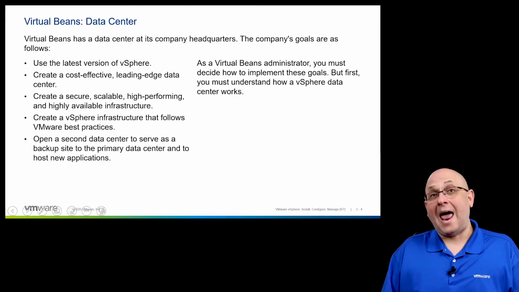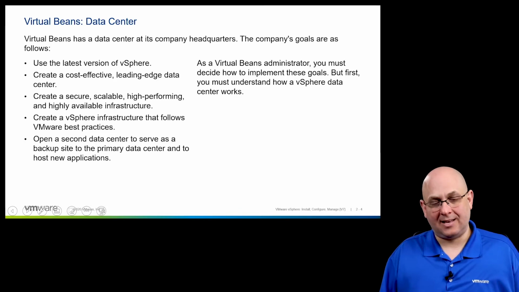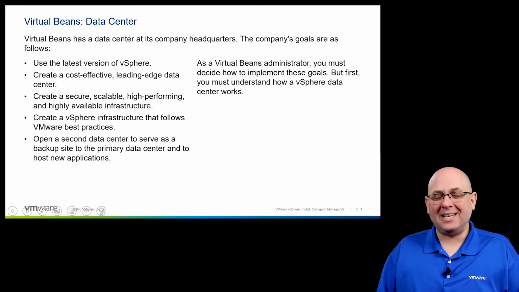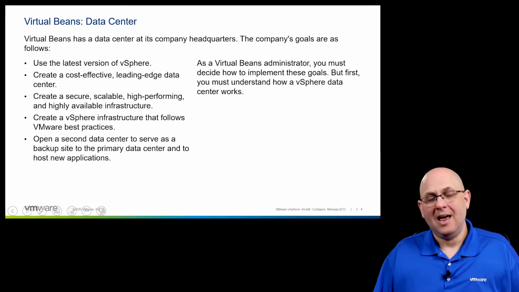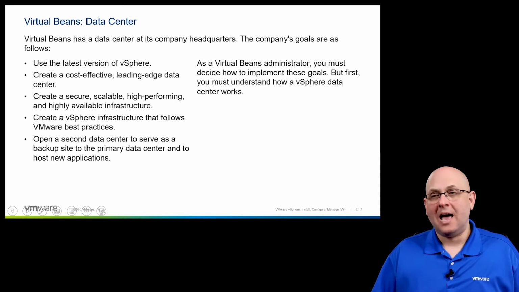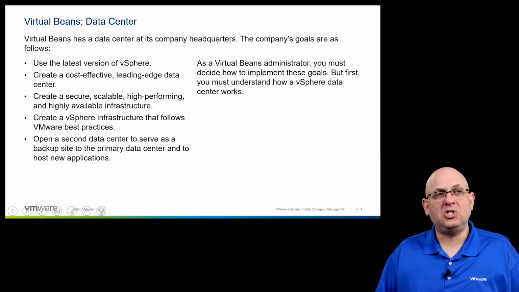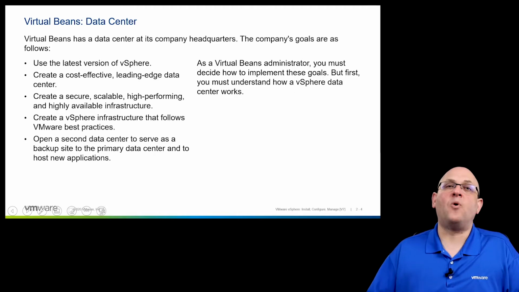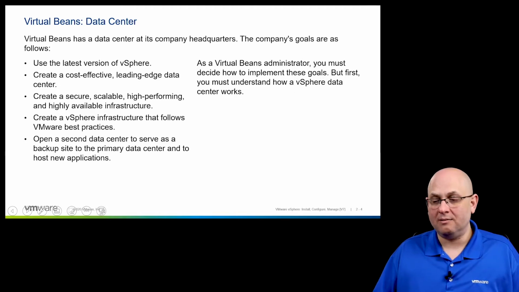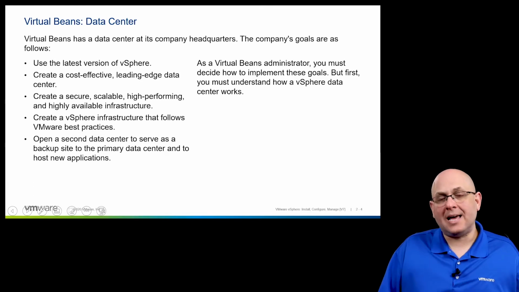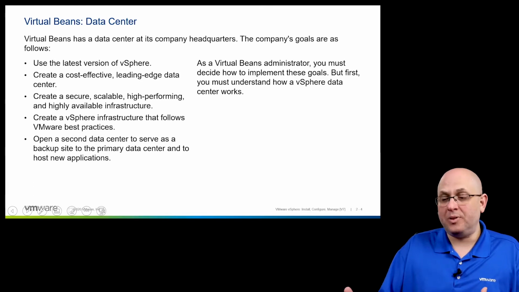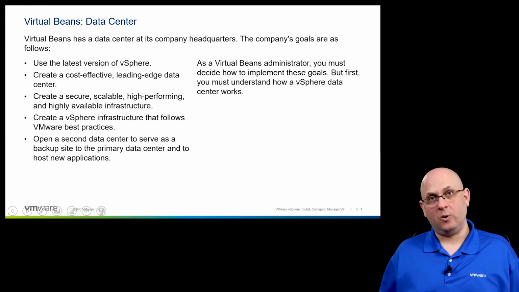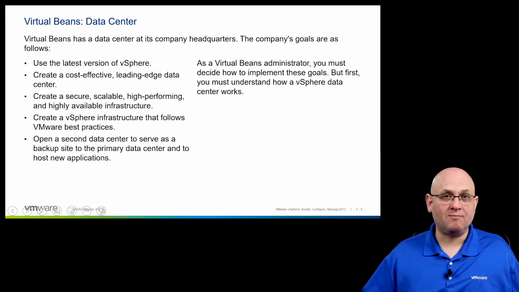Okay? In our case, we also want a second data center, right? Because why buy one when you can buy 2 for twice the price, right? So we want a second data center that serves as a backup site. And how might we accomplish that? How might we do things like data replication, business continuity, disaster avoidance and disaster recovery? Okay? So as an administrator and an architect, we have to decide how best to implement vSphere features in order to achieve these goals, right? I think that makes sense.